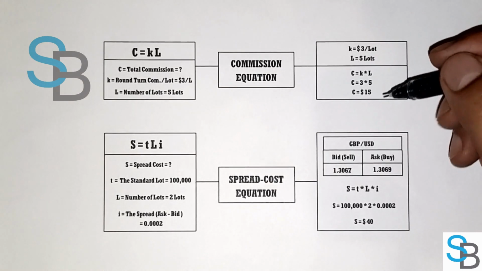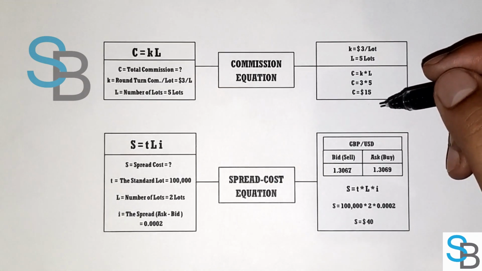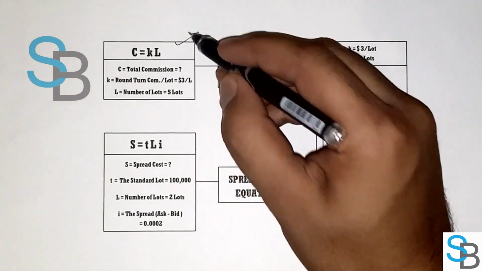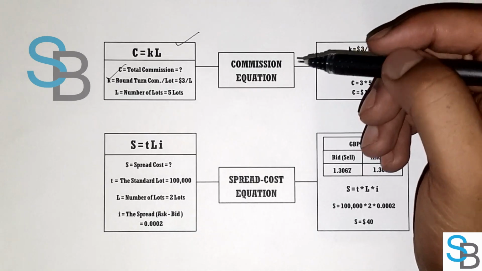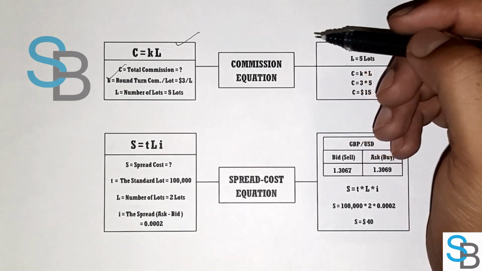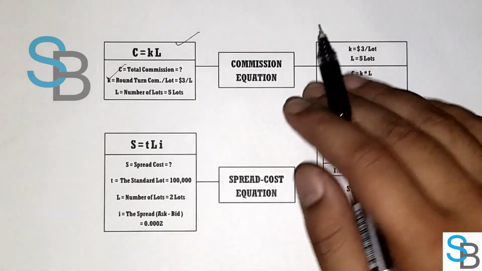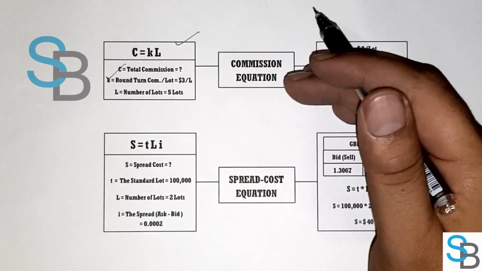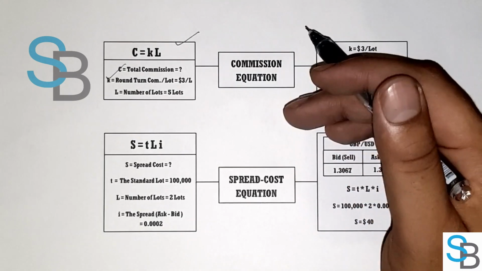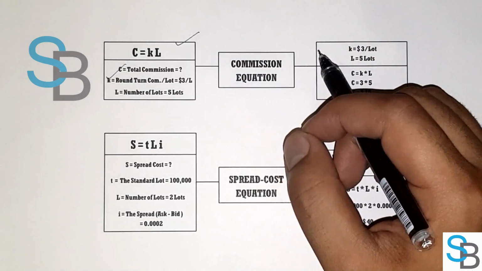Let's do some examples of commissions and spread costs. In our commission equation, K is the round turn commission per lot. So if your broker tells you they have a $3 round turn commission, this means they will charge you $1.5 for buying and $1.5 for selling. So 1.5 plus 1.5 makes $3, which is your round turn commission.